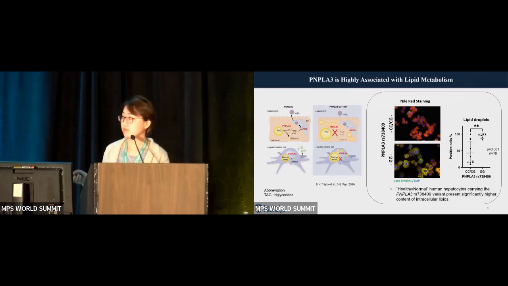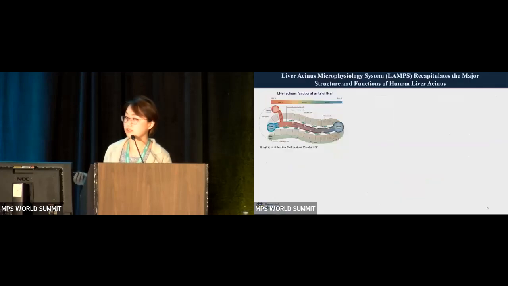So you can see from the bottom image, which is the mutant hepatocytes, it shows a significantly higher intracellular lipid content. And the quantification here indicated that the normal human hepatocytes carrying this PNPLA3 high-risk variants present significantly higher content of intracellular lipids. But as I mentioned before, NAFLD is a complex disease resulted from the interaction of different cell types. That's where our model comes into the story.